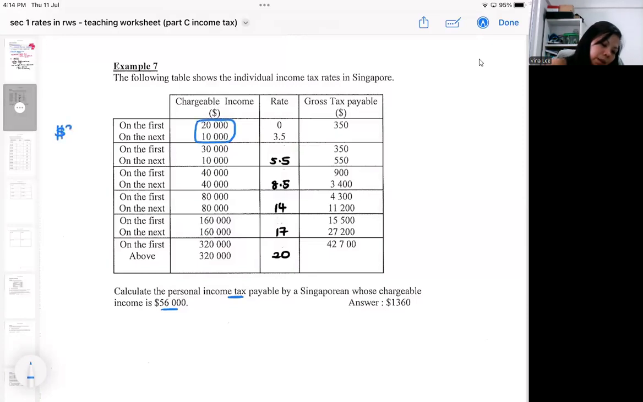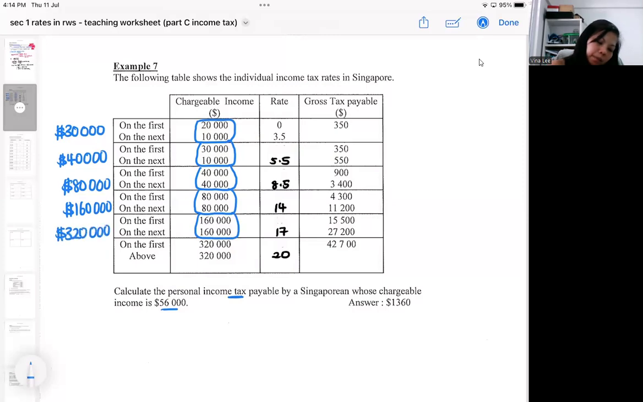This is a 30,000. So this is called the 30,000 bracket. You look at the total here. This is a 40,000 bracket. So you get the total first. Then the 80,000 bracket, and this is the 160,000 bracket. This is your 320,000 bracket. And here, this one is actually unlimited because it's more than 320, anything that's above 320.